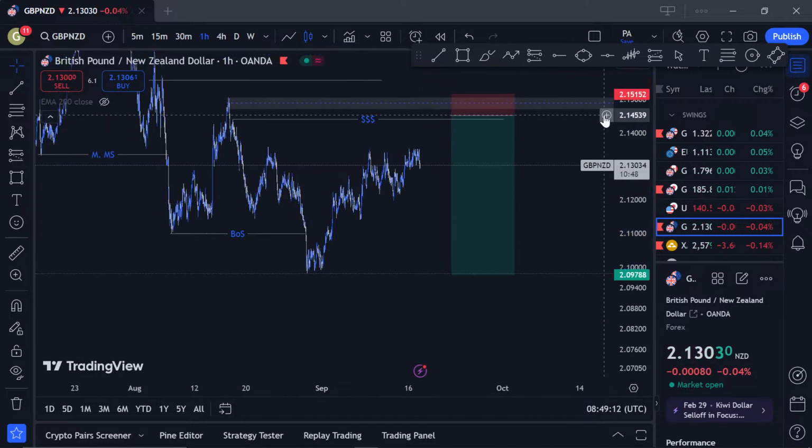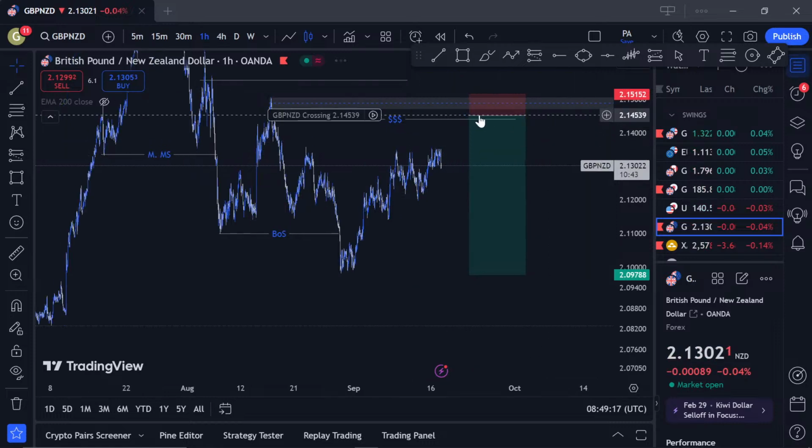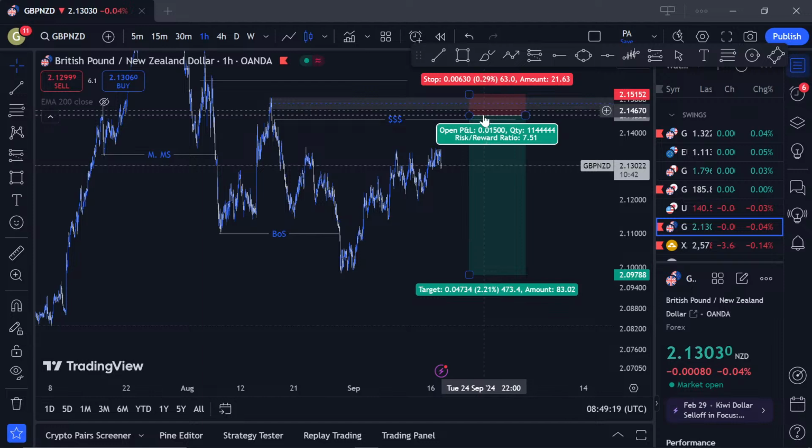So I'm just going to keep my alert right here. I'll need this market to actually trade back to this level. Then we are going to wait for a bearish close, and then we'll take a sell right from this area here.